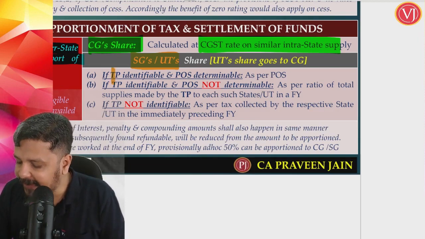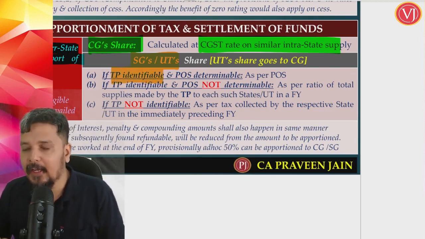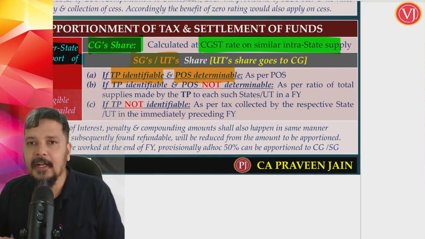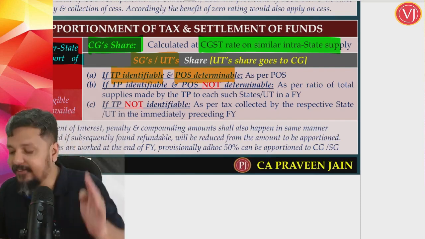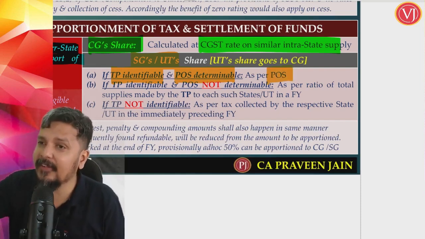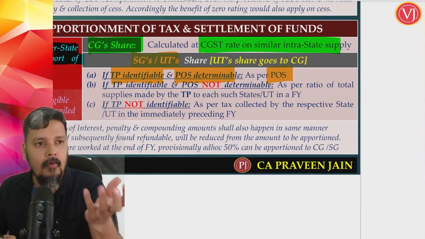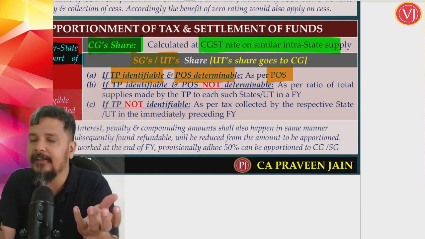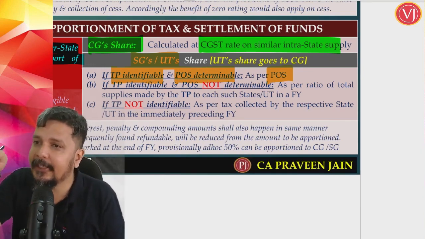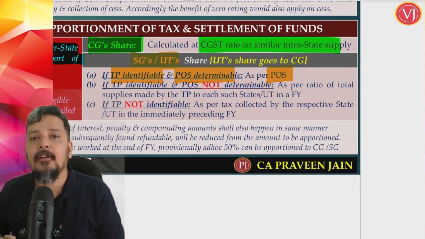First, if the taxable person is identifiable and if the place of supply is determinable, give it to that state where actually the supply went. If you know who supplied it and where the place of supply was, give it to that particular state.